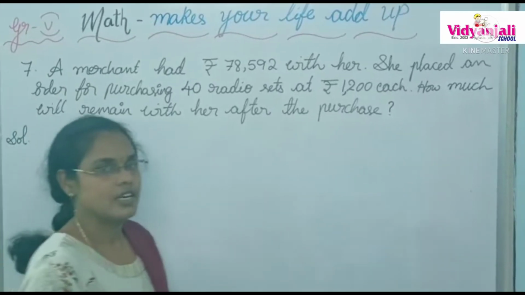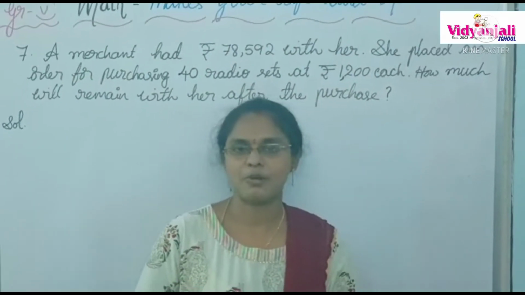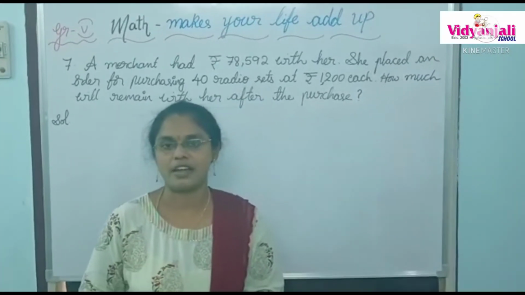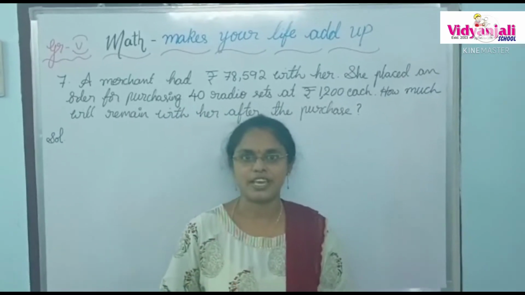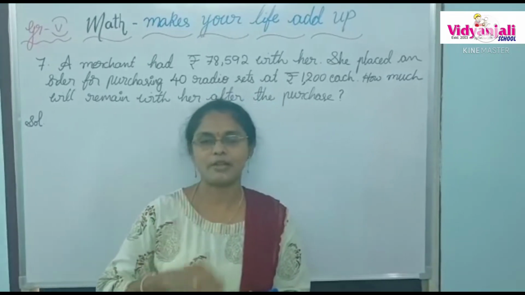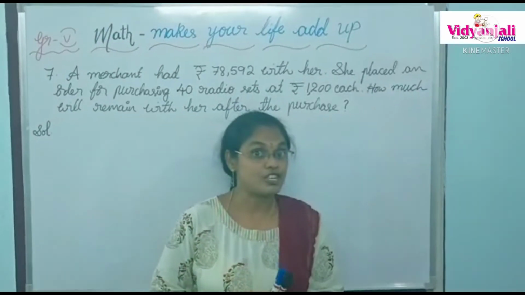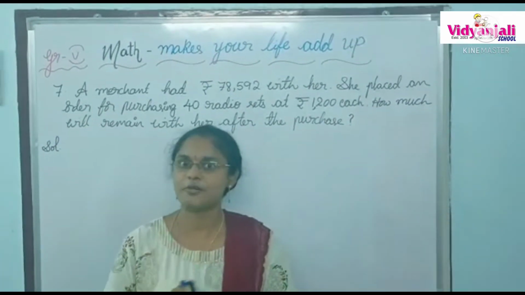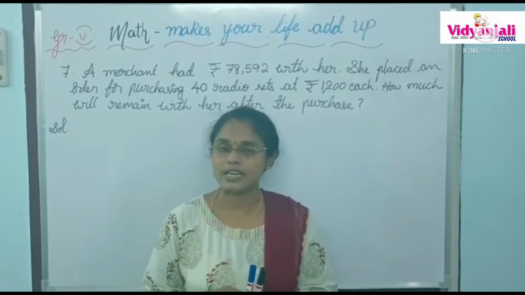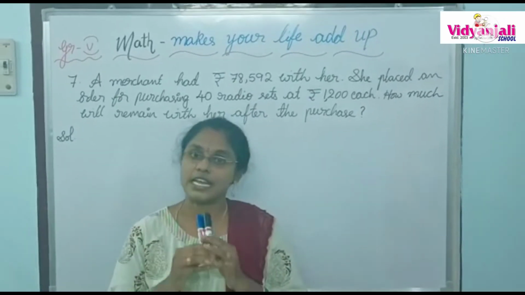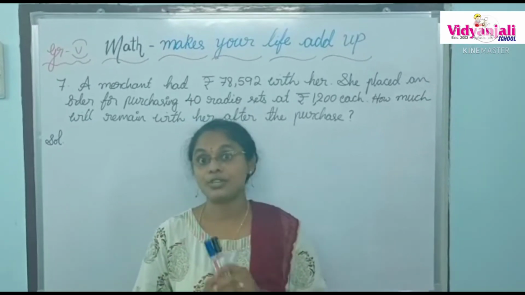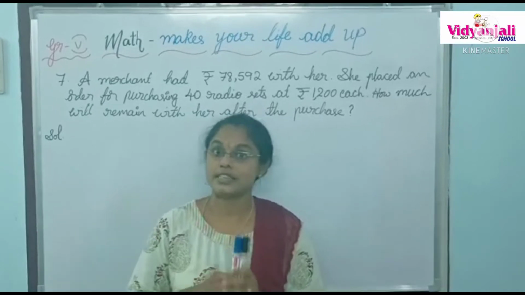Okay children, before solving this problem, I will give you a small example. Suppose you have 50 rupees in your hand and you want to buy 3 pens. Suppose each pen costs 10 rupees. After buying 3 pens with 50 rupees, how much money will be with you? First, from the cost of 1 pen, we have to find the cost of 3 pens. If 1 pen is 10 rupees, 3 pens cost 3 into 10, that is 30 rupees.